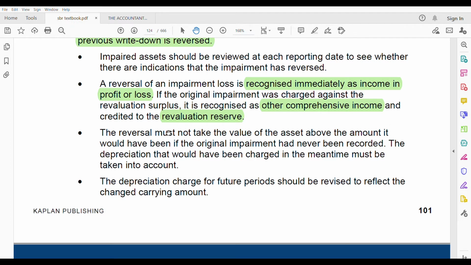The reversal must not take the value of the asset above the amount it would have been if the original impairment had never been recorded. You cannot increase it so much. If the original impairment was not there, whatever the value of the asset must have been then, that amount only you have to take when you reverse it, not above that.